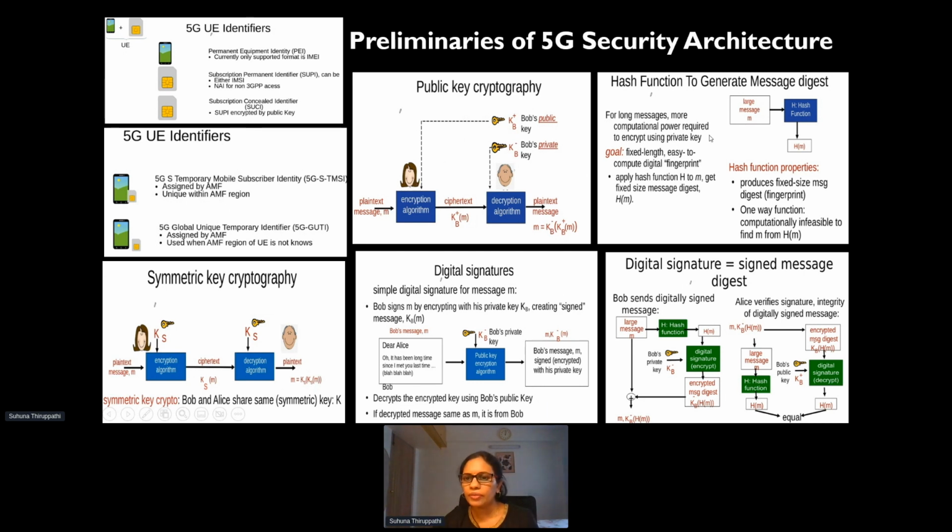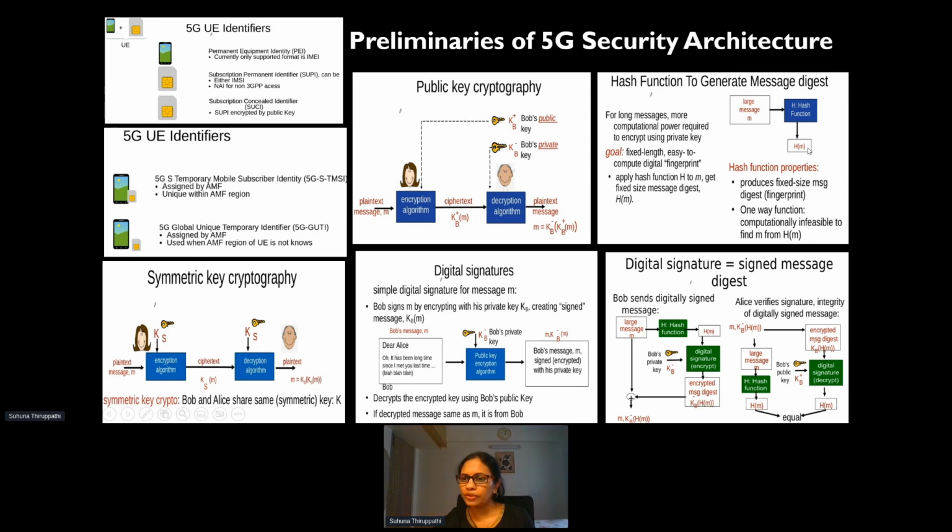So let me get into the hash function to generate the message digest. For longer messages, more computational power is needed to encrypt the message. So our goal is to have a fixed length instead of a variable, larger message. For that, the hash function is used. Using the hash function, the large message is truncated into a fixed-size message. This message is called the digest.